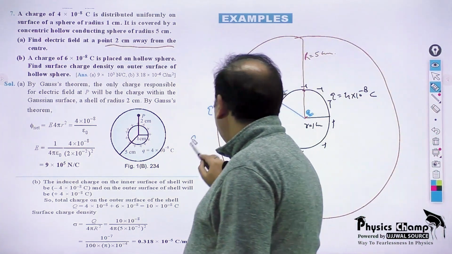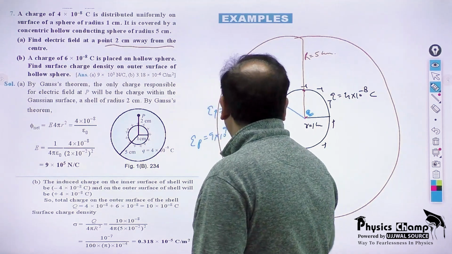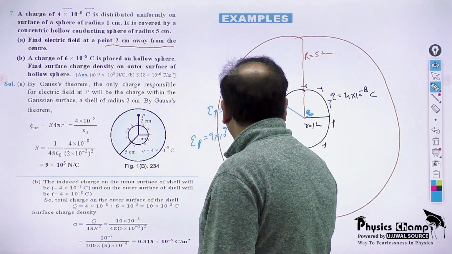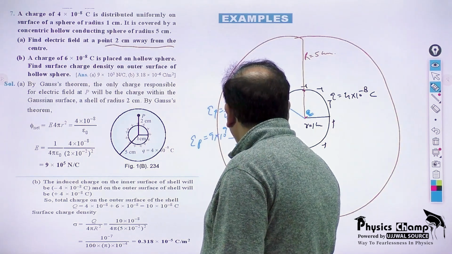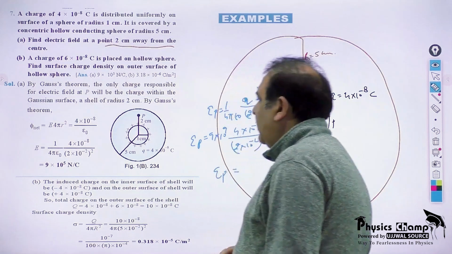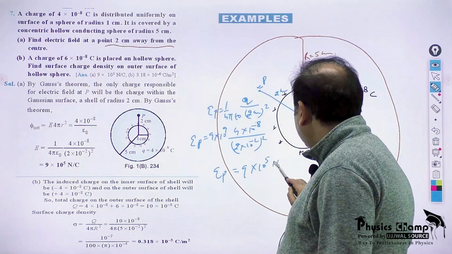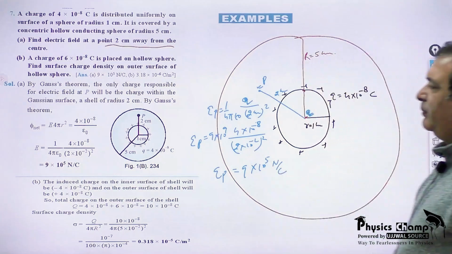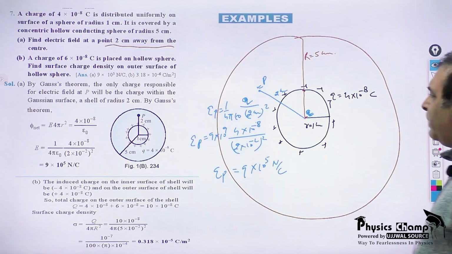So electric field at point P will be 9 into 10 to the power 9. Charge is 4 into 10 to the power minus 8. And this separation is 2 centimeter square. So electric field at point P, you can calculate is 9 into 10 to the power 5 Newton per coulomb. So first part is done. Second part.